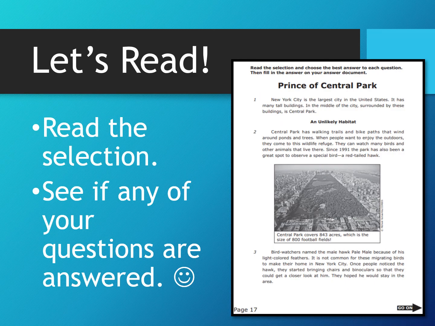The next step then would be to have students read the selection. And of course, you as a teacher would have them apply any strategies that you give them when it comes down to informational text. But one thing we do want to emphasize is reminding students to see if they find any of the answers to the questions they raised. See if any of their questions are answered.